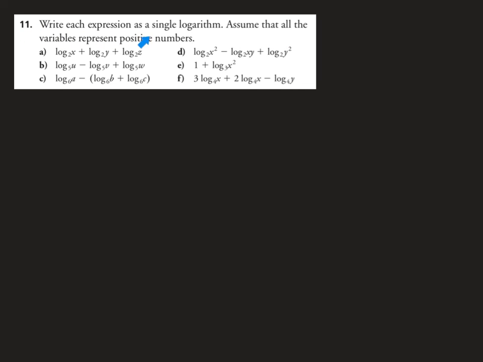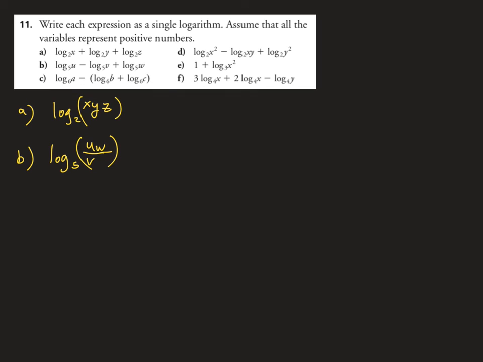Number 11, write each expression as a single log. Assume that all the variables represent positive numbers. That's important to say because if you had a variable that is a negative number, such as u here, you can't take the log of a negative number. We have to remember that. That would be out of our range. So let's go A, and we want to write it as a single log. So we can say the log base 2 of xyz in the first one. Part B, they're all base 5, of u over v times w.